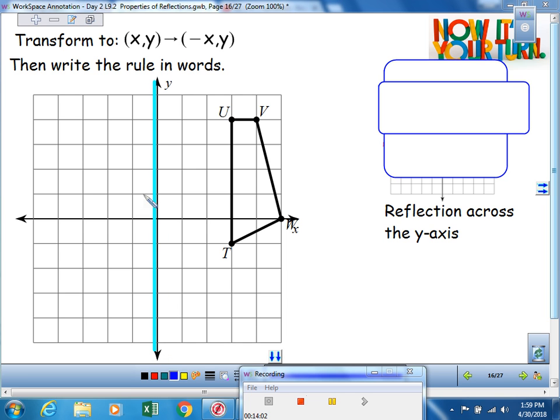Yes, question. When you're writing the rule in words, this is all you need to write. Sometimes I do, sometimes I don't. And when you write the algebraic rule, this is all you need to write right there. You don't have to say transform to.